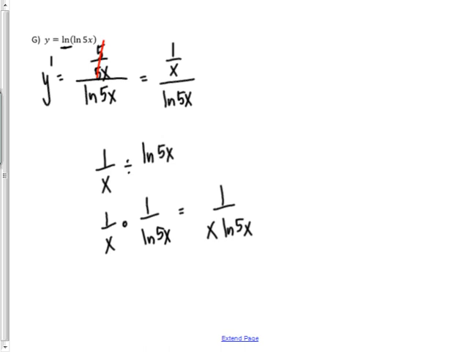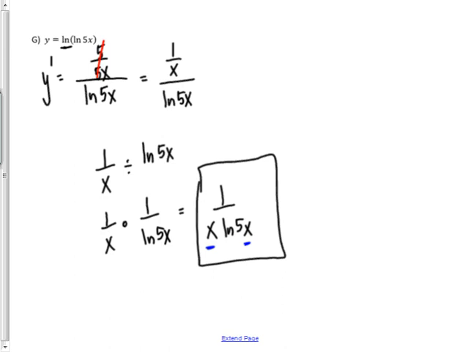Be very, very careful that you don't try to multiply that x and that 5x. Remember, whatever's behind the ln is locked in behind the ln, that 5x. But that x just drops to the bottom. That 1 over x, you can rewrite it.